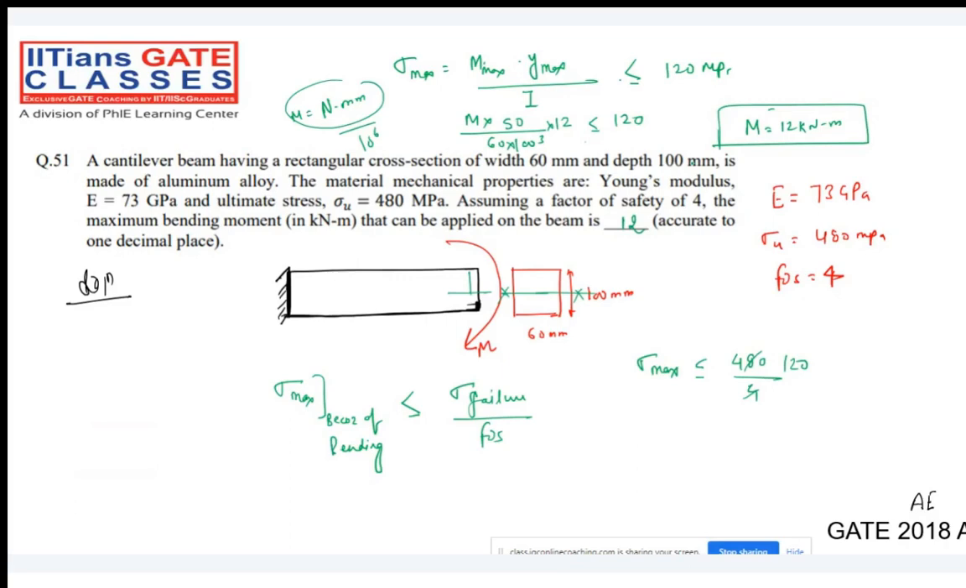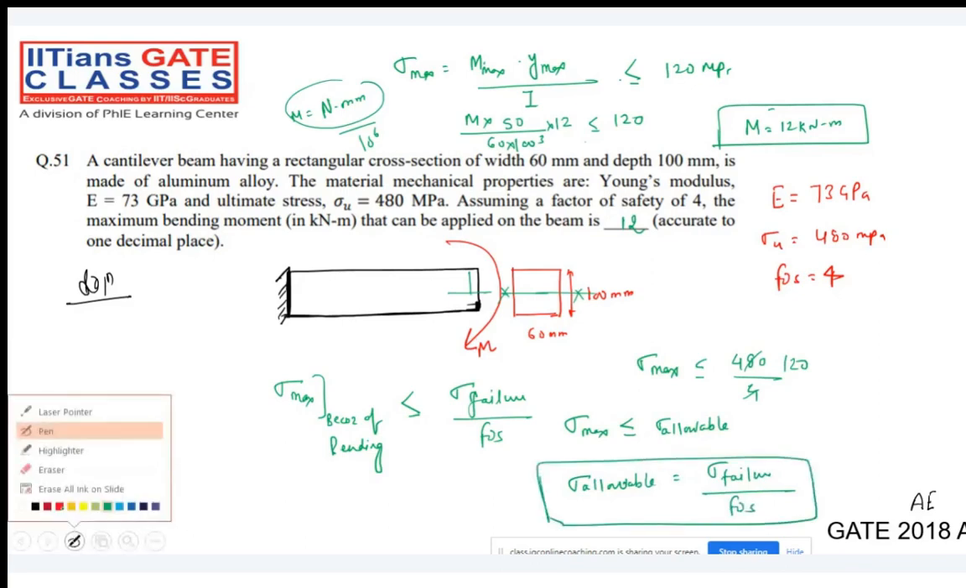Remember, whatever the maximum stress will be there, that should be less than allowable stress. And what is the allowable stress? How to find allowable stress? Failure stress by factor of safety. This is the formula we have.